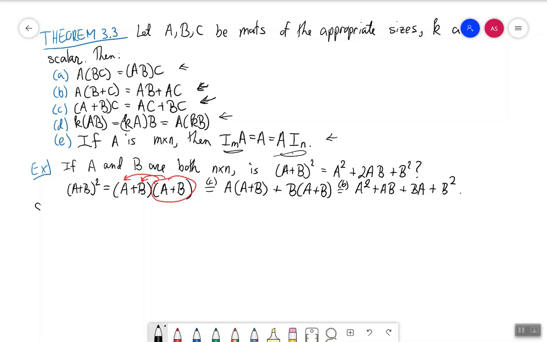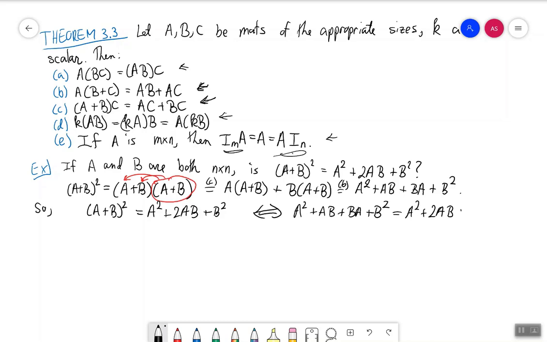So A plus B quantity squared is equal to A squared plus 2AB plus B squared if and only if, so this double arrow symbol means if and only if, A squared plus AB plus BA plus B squared is equal to A squared plus 2AB plus B squared.